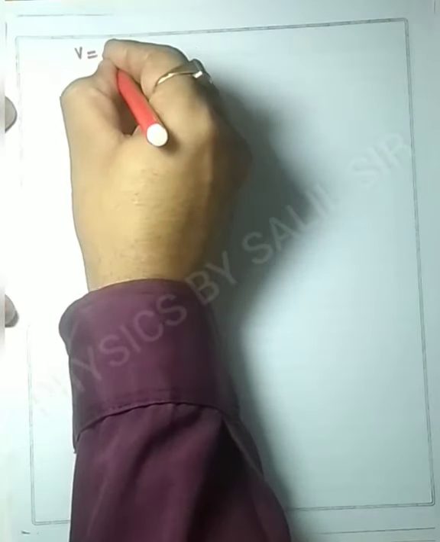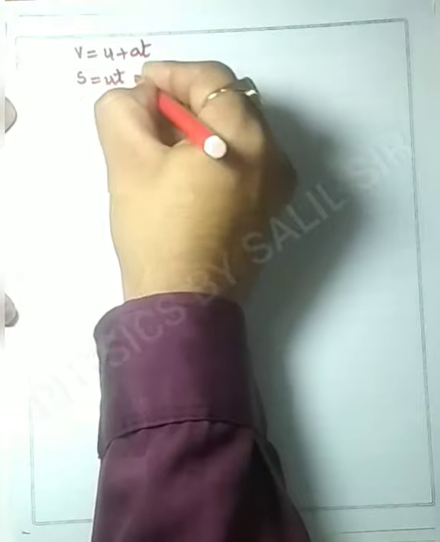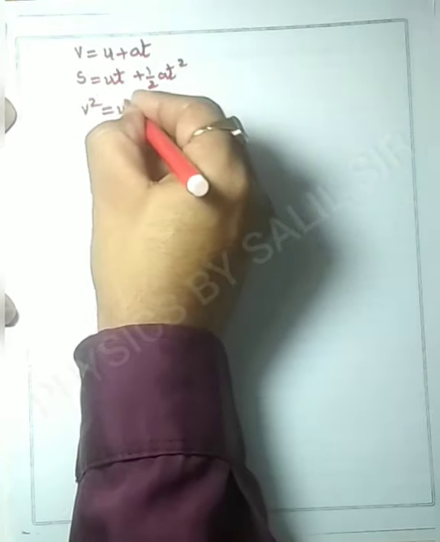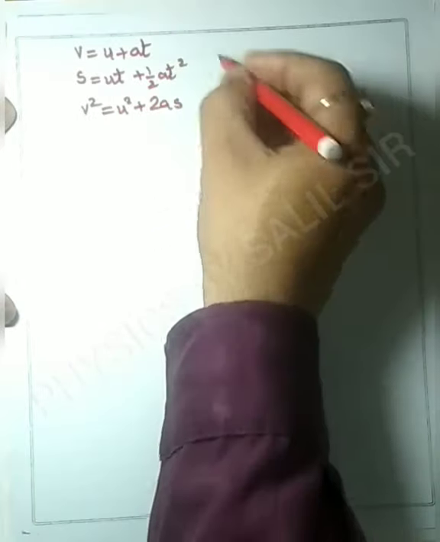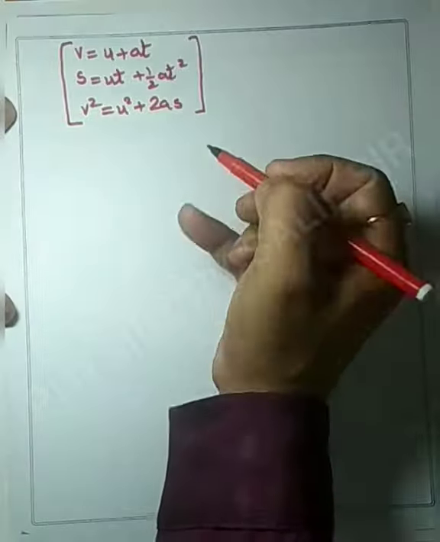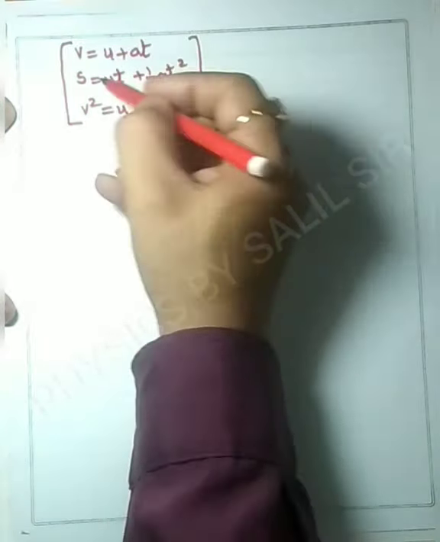Now we'll discuss the three equations of motion. First one is v is equal to u plus at. Second is s is equal to ut plus half at square, and third one is v square is equal to u square plus 2as. You have studied this in class 9th in the same chapter motion. v is final velocity, u is initial velocity, a is acceleration, t is time, s is distance.